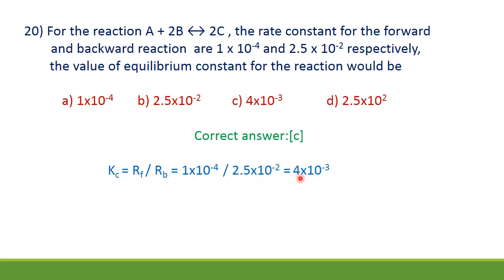ரெண்டையும் வகுத்தா என்ன கிடைக்கும்னா 4 into 10 to the power minus 3. இந்த 10 to the power minus 2-ஐ மேலே கொண்டு போனால் பிளஸ் 2 ஆயிரும். 10-ஆல் பெருக்கிங்க. இந்த 10 2.5-ஆல் வகுத்தா 4. இந்த 10 to the power minus 2 என்கிறது minus 3 ஆயிரும். 4 into 10 to the power minus 3. The correct answer is C.